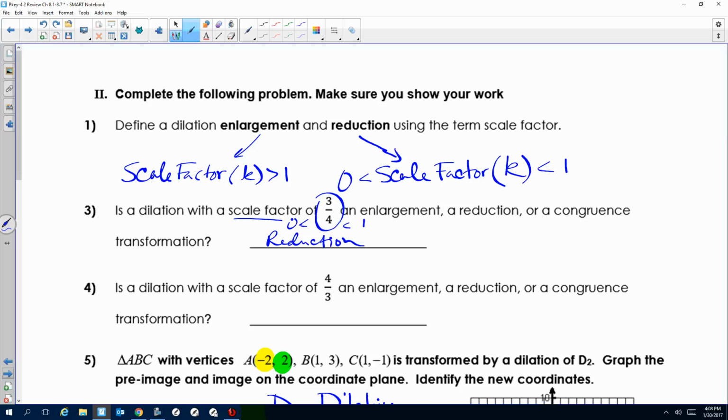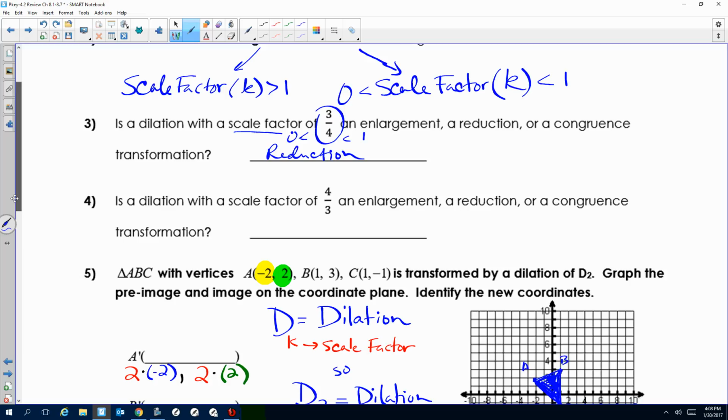Now on our number 4, the scale factor is 4/3, okay? 4/3 is the same as 1 and 1/3, so that means it's greater than 1, so this is an enlargement.